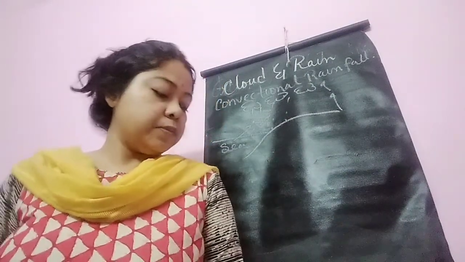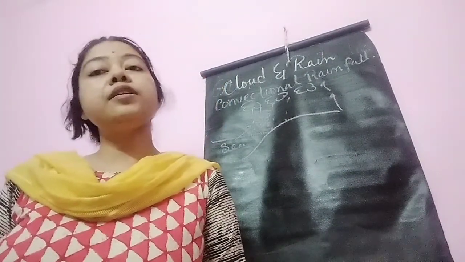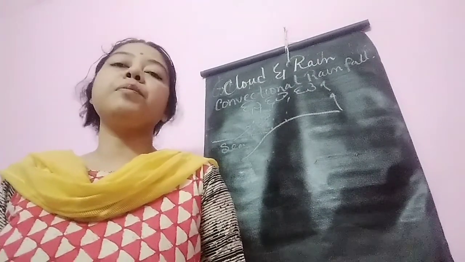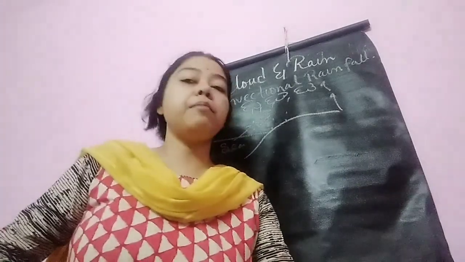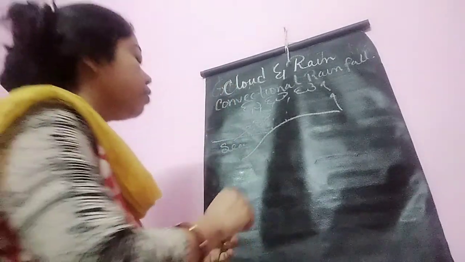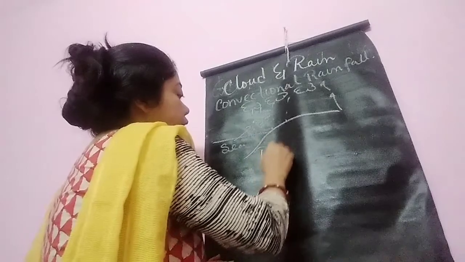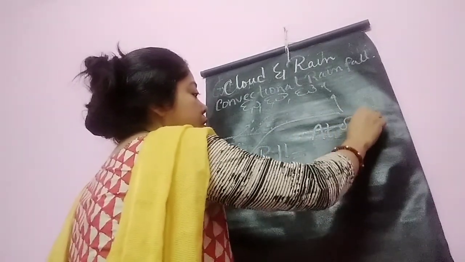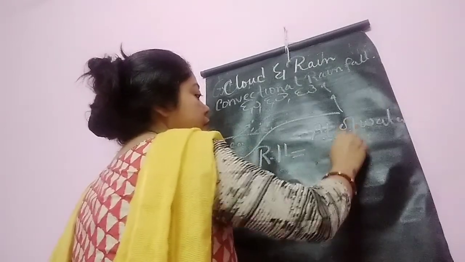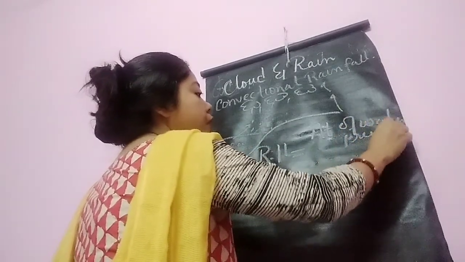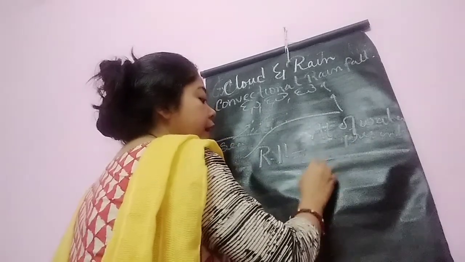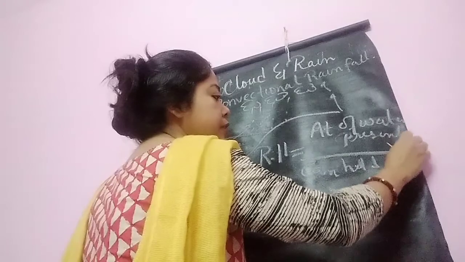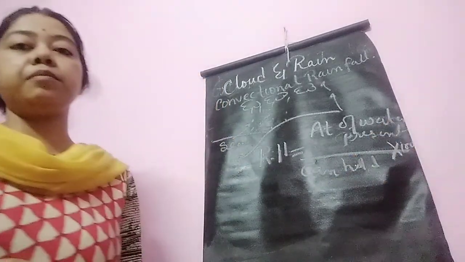Now go to the next part, that is more to know. That is relative humidity. Relative humidity is the amount of water vapor present in the air to the amount of water vapor the air can hold. So what is relative humidity? The amount of water present in the air to the amount of water the air can hold, expressed in percentage.